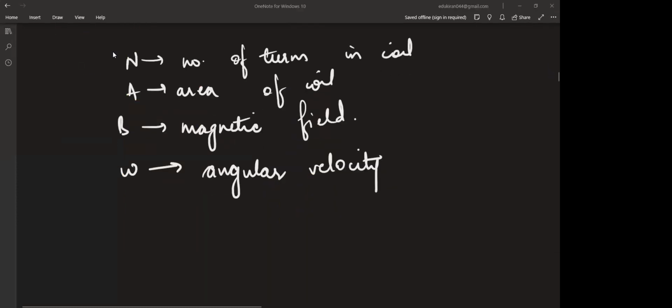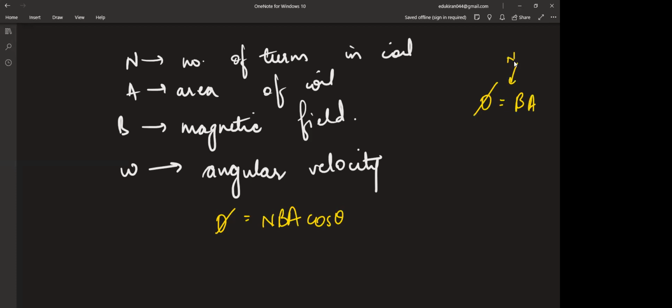See, number of turns is N, area is A, B is magnetic field, omega is the angular velocity. So phi is what? Phi is NBA cos theta. Magnetic flux is BA; if number of turns are there, we multiply it with N, and B dot A is there. So when you expand, cos theta will also come.